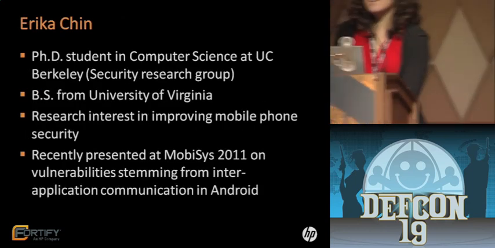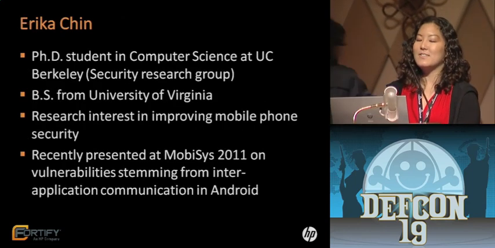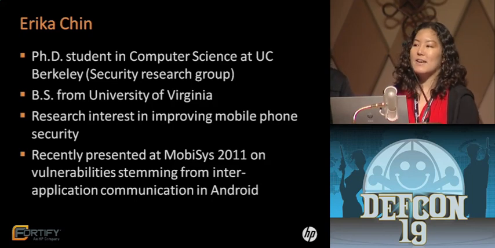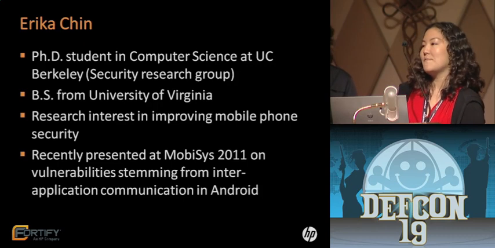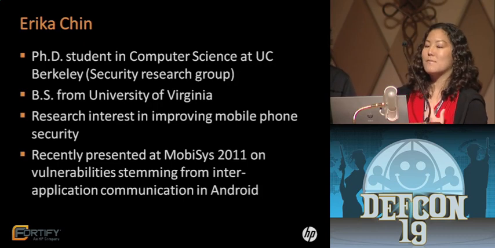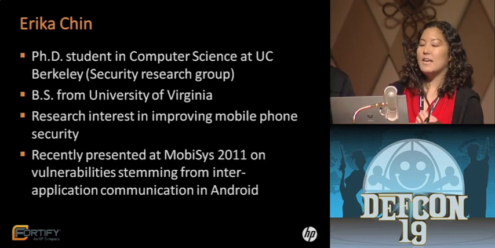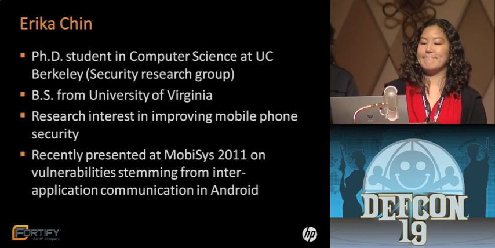Hi, I'm Erica Chen. I'm a PhD student in computer science at UC Berkeley. I'm in the Security Research Group. I received my undergrad degree at University of Virginia. My current research interest is in improving mobile phone security. And my most recent work was on vulnerabilities in inter-application communication in Android.